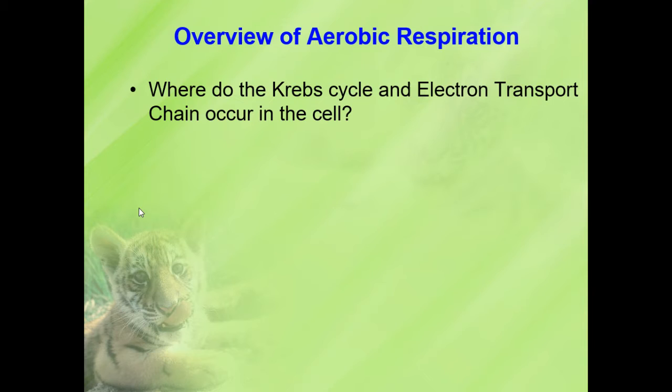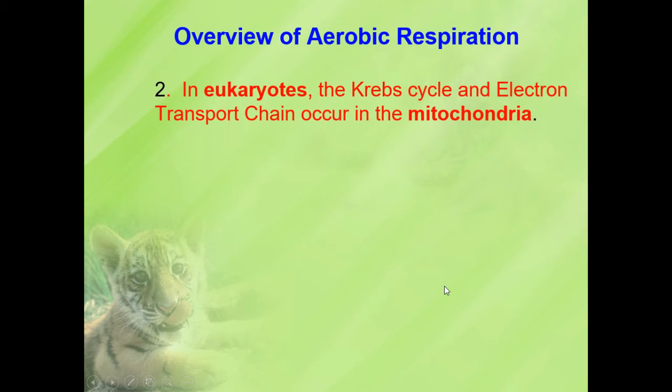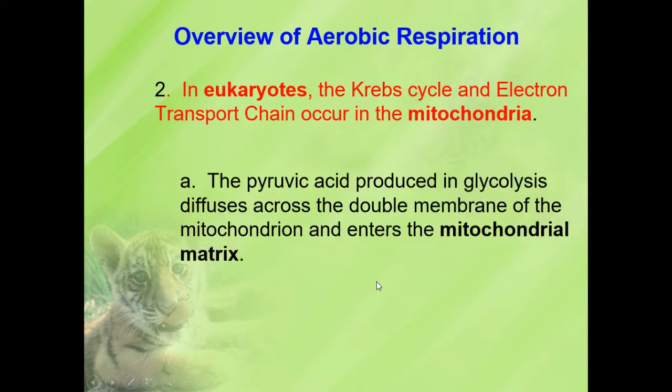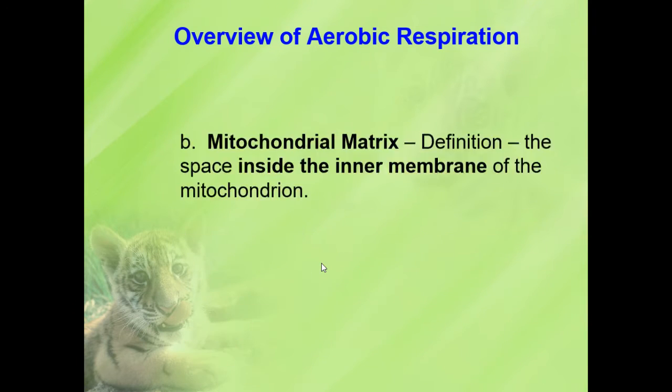So where did the Krebs cycle and the electron transport chain occur in the cell? In prokaryotes, it occurs in the cytosol. In eukaryotes, like us, it's going to occur in the mitochondria. The pyruvic acid produced in glycolysis diffuses across the double membrane of the mitochondrion and enters the mitochondrial matrix.